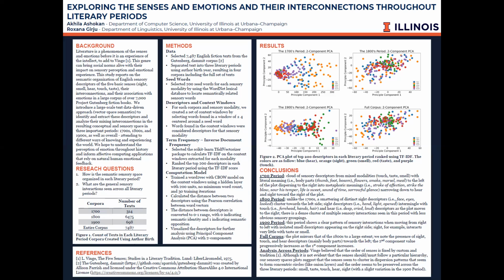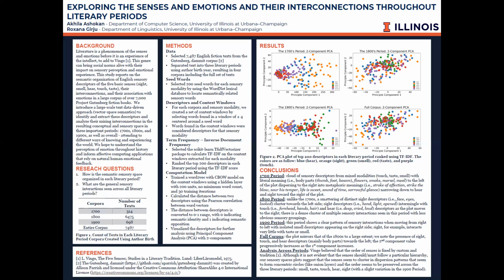Finally, we examine the PCA plot for the entire corpora. We notice that this plot looks very similar to the one of the 1800s, which encompasses more of the text from our fiction dataset. The same general pattern of sensory modality transitions is seen here also.